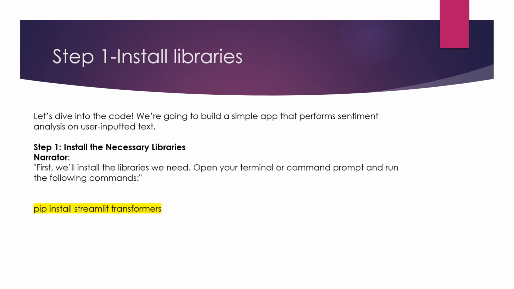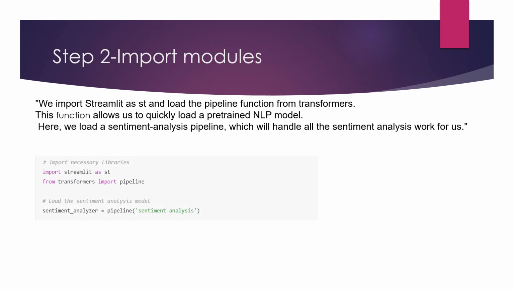pip install streamlit transformers. This command installs Streamlit, which is our framework for building the web app, and the Hugging Face Transformers library, which has all the NLP models we need. Step 2. Import the libraries and set up the sentiment analysis pipeline.